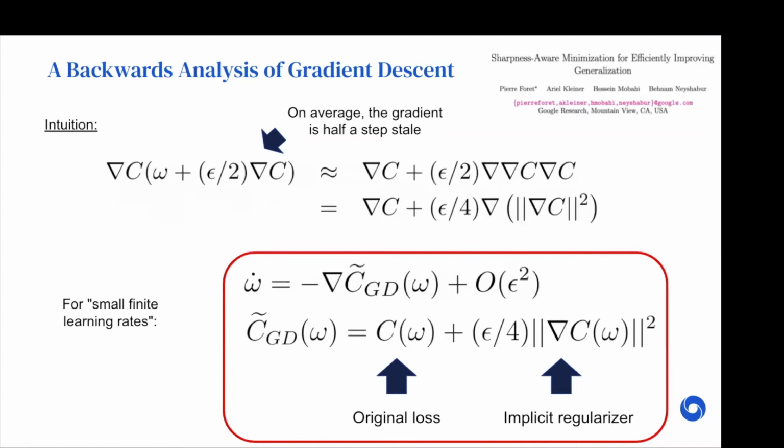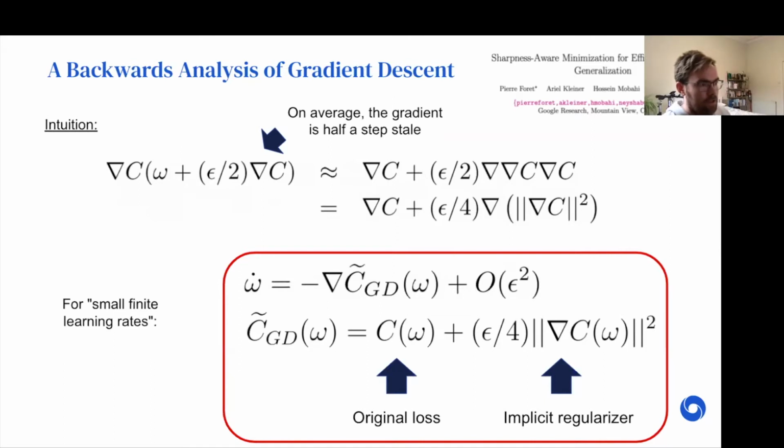So the regularizer is of the form the gradient of the objective, and not the gradient of the parameters or anything like that. Yeah, so it's the gradient of the loss evaluated at the current parameters, and then you square that.